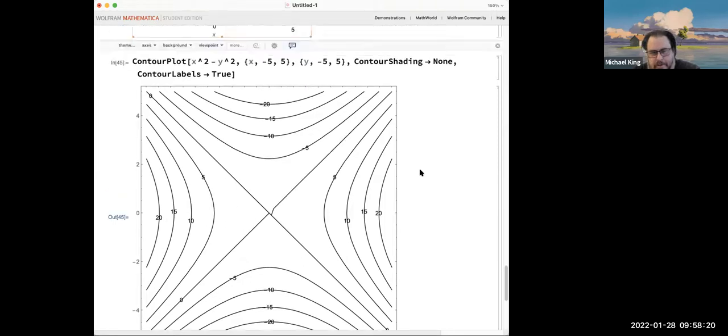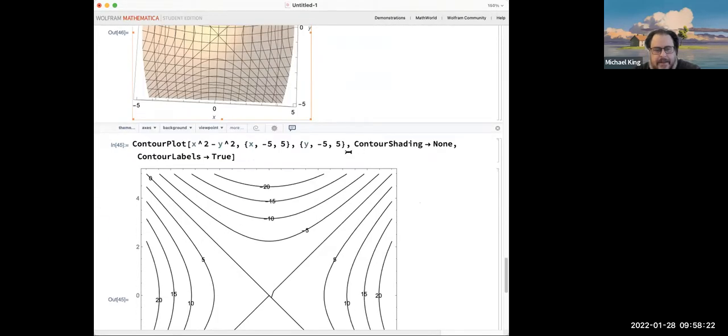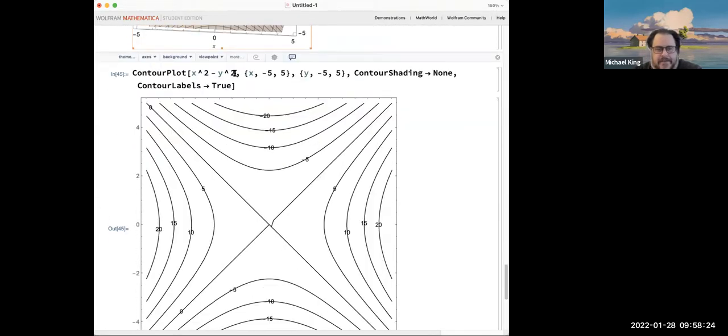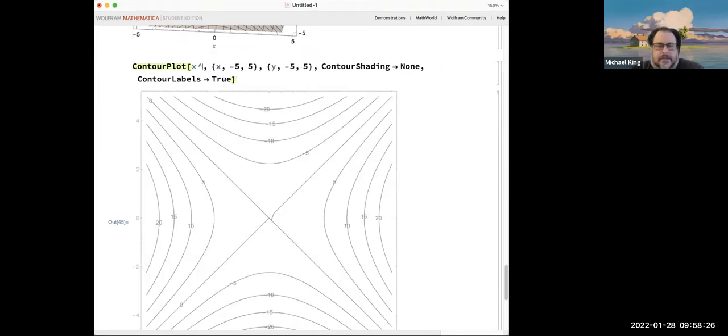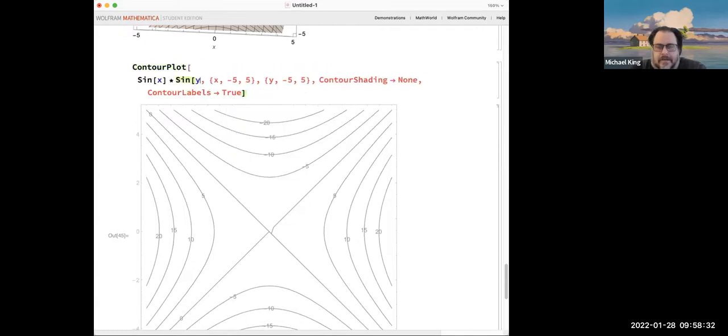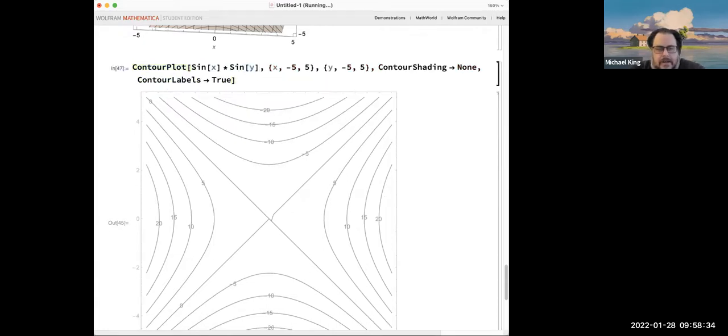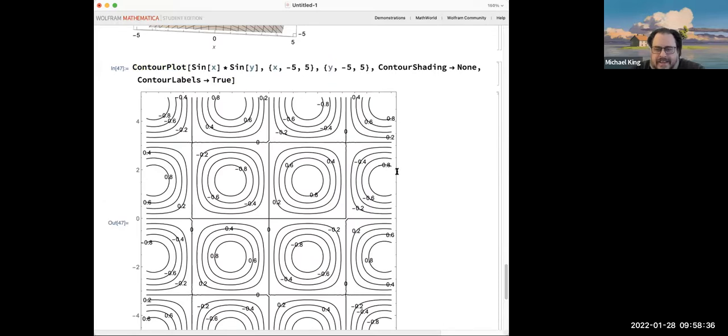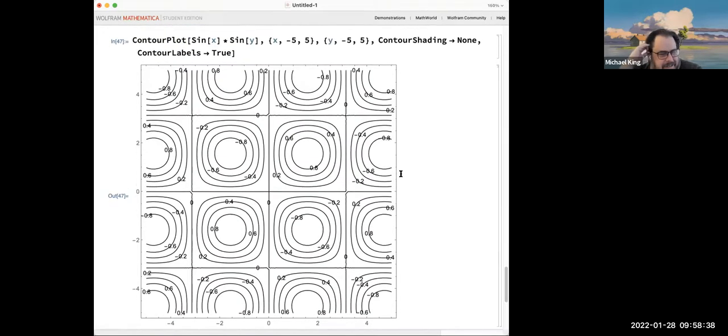Like these were both quadratic. Again, you can do slightly crazy things. I could do sine x times sine y or something like that. That's interesting, right? All of a sudden, what is going on here?